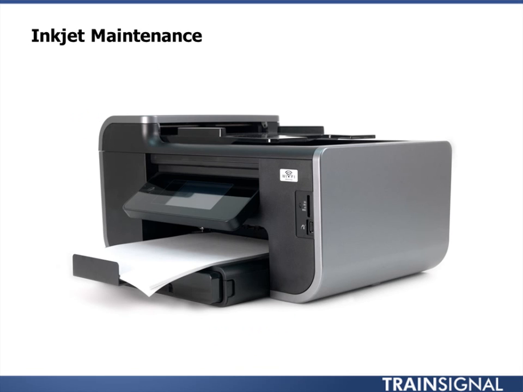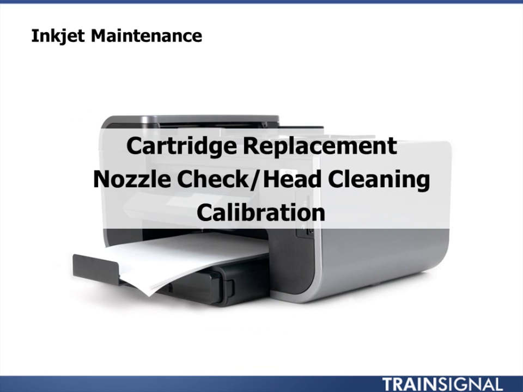Now, when it comes to inkjet maintenance, what do you have to do with an inkjet printer? Well, you have to replace the cartridges. That happens all the time. You can do a head cleaning or a nozzle check. The nozzle itself, if you picture it, all the ink's going through there, it can get clogged, so you may need to clean that out. And then there is calibration, because most inkjet printers are color inkjet printers, and as I mentioned earlier, you have to calibrate and line up the colors.